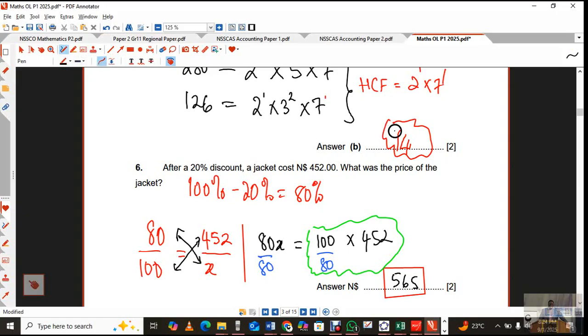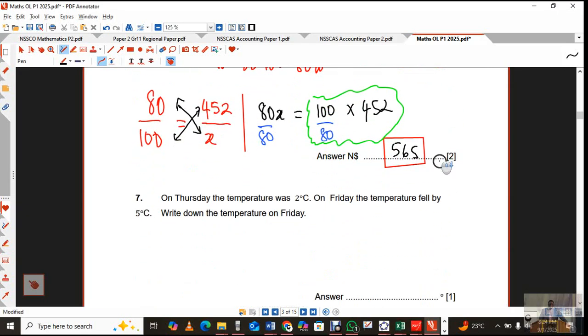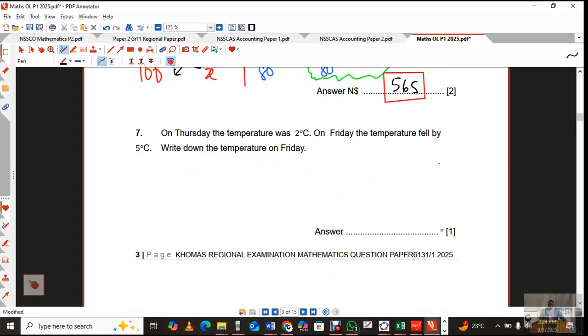Suppose you are getting confused. This number is 14. So let me just clean this up a bit so that it doesn't look so confusing to you, since I'm putting things in clouds and squares and so on. On Thursday, the temperature was 2 degrees Celsius. On Friday, the temperature fell. From 2, it fell by 5 degrees Celsius. So we'll draw the temperature on that. It's going to be -3 degrees Celsius. Okay? That is the answer over there.